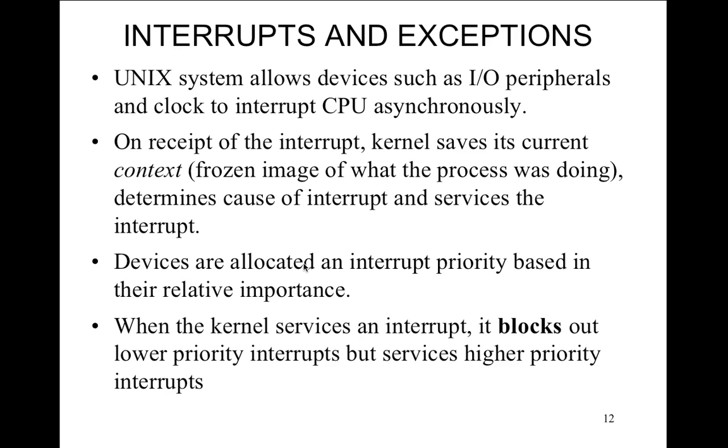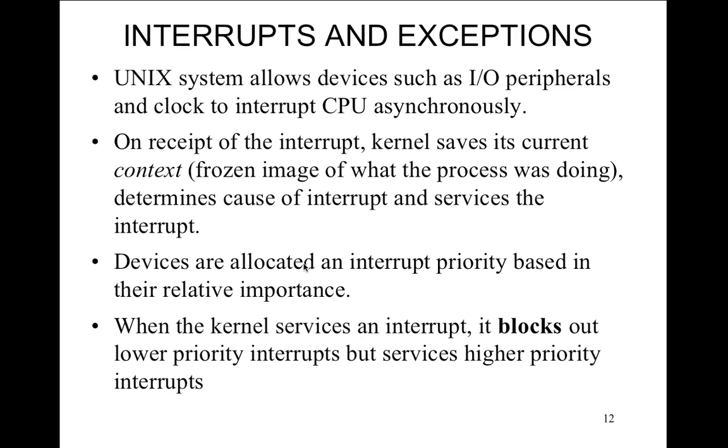So in receipt of an interrupt, the kernel saves its state itself, its context, so it's frozen. So we have a frozen image of what the process was doing, determines the cause of the interrupt and the services of the interrupt, and performs the associated activity. Because if you think of the concept, even if someone's throwing flares up, are you going to see all the flares at the same time? No, you're going to miss a couple of them.